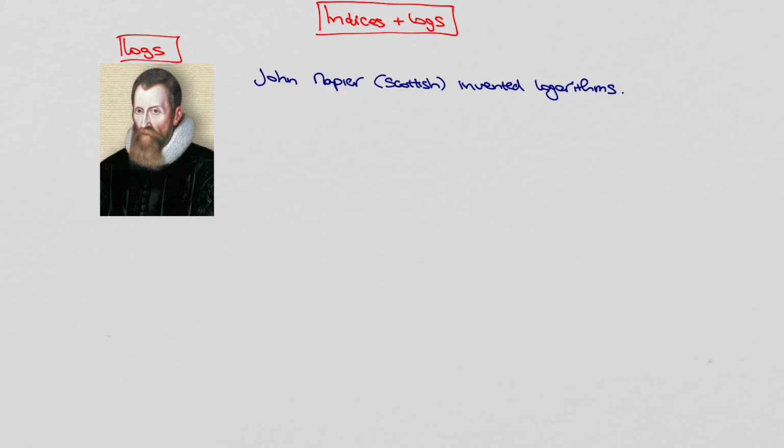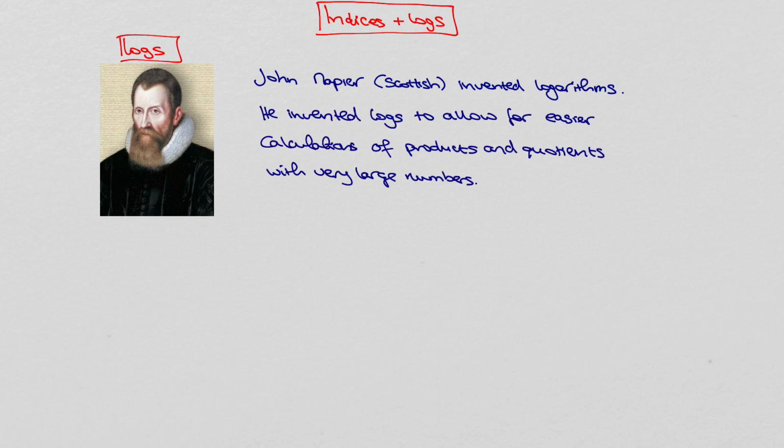Indices and logs. In this section we're going to be looking at what a log is and how we can go about using our log rules, which are in our maths tables on page 21. The man pictured here is John Napier, a Scottish mathematician famous for inventing logs. He invented them to allow easier calculations of products and quotients of very, very large numbers.